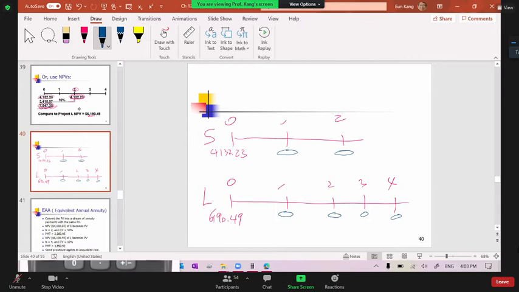Actually, you have to take the time value of money into account. So actually, the concept is, believe it or not, from chapter 3 or 4, the annuity concept. So it's a payment, the same payment.